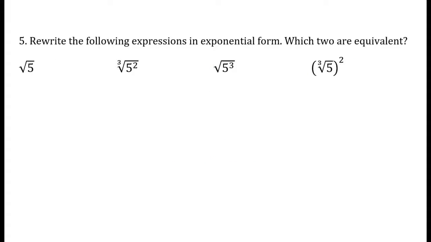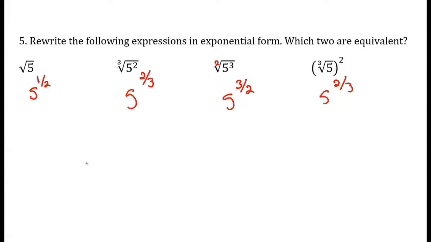Number 5, rewrite the following expressions in exponential form. Which two are equivalent? So it's very important you know what is a square root. A square root is the 1/2 power. The cube root of 5 squared, well, it's power over root. So 5 squared over 3. Power over root. Well, this is really a square root, so there's really a 2 hidden there. So this is 5, power over root, 3/2. Power over root, this is 5 to the 2/3.